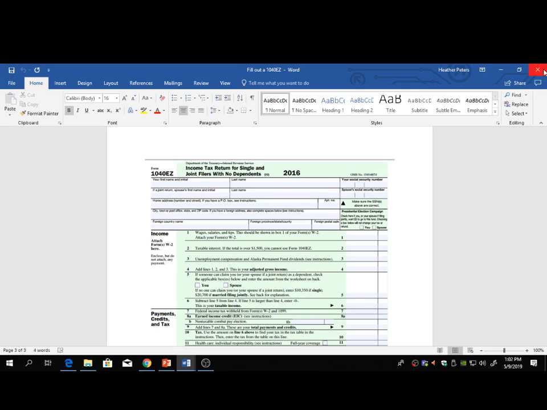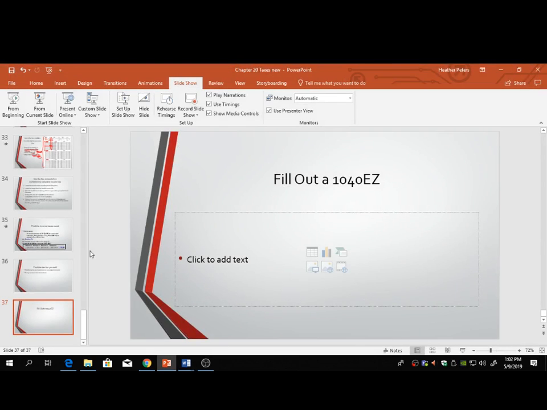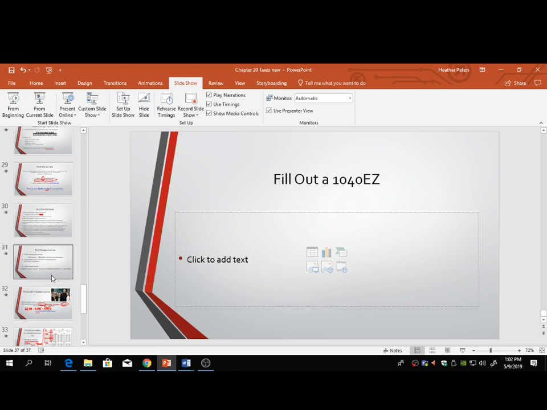All right, so that's pretty much it for the math portion of calculating the taxes.